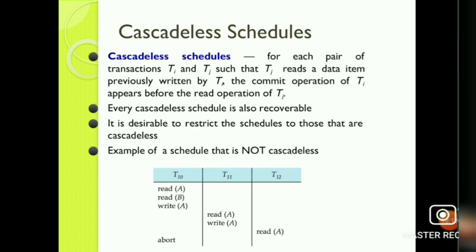So cascadeless schedule. For each pair of transactions Ti and Tj such that Tj reads a data item previously written by Ti, the commit operation of Ti appears before the read operation of Tj. This is called cascadeless schedule. Cascadeless schedules are also recoverable. It is desirable to restrict our schedules to cascadeless. Okay. So this is the diagram which is not a cascadeless schedule.